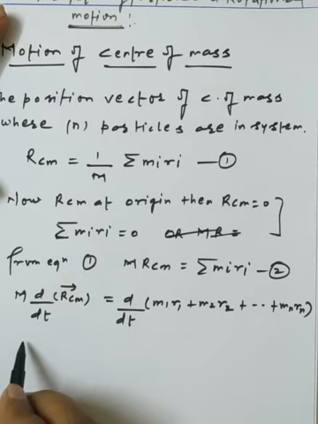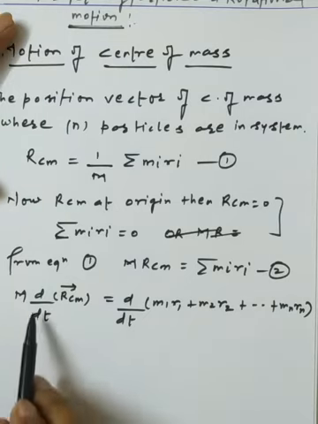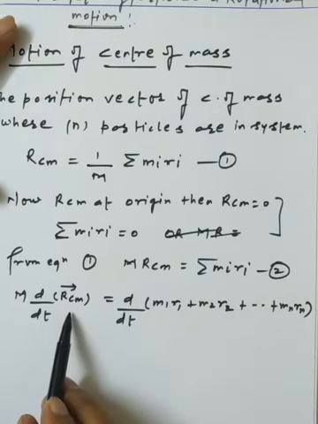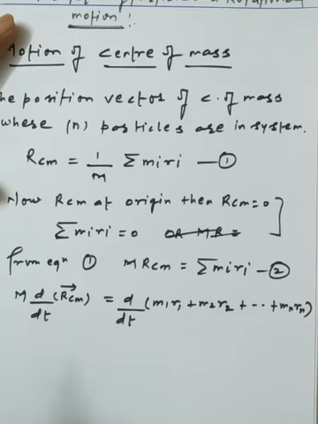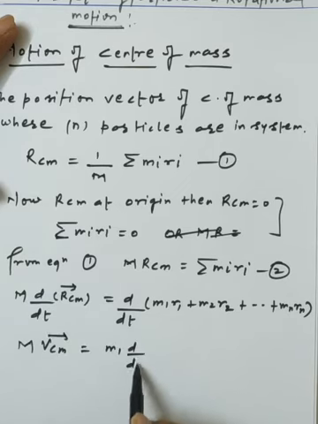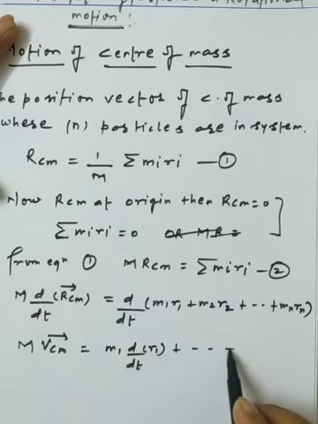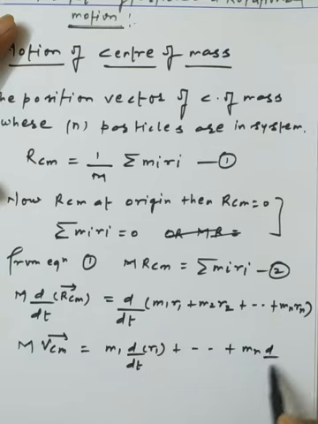As we know, the d/dt of displacement can be written as velocity. So I can write that M v_CM, the velocity of the center of mass, is equal to m1 d/dt of r1, and so on. We have the repeated portions, so I am writing mn and d/dt of rn. So this is the representation we have.